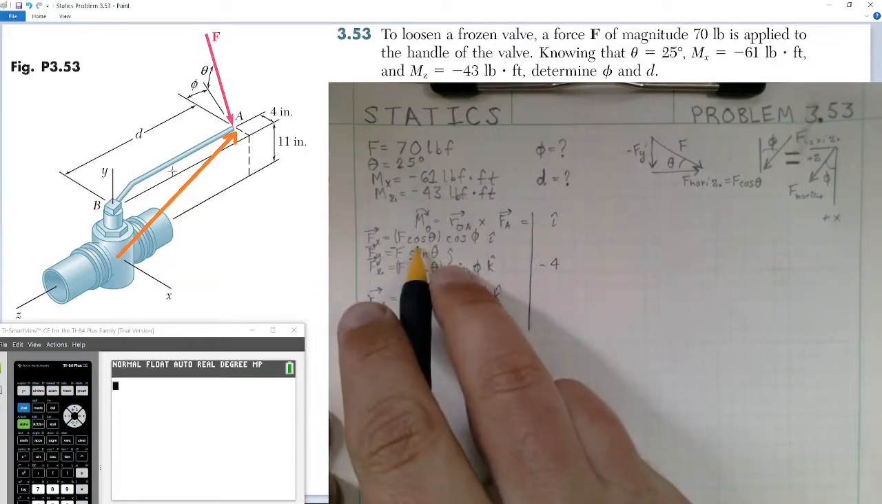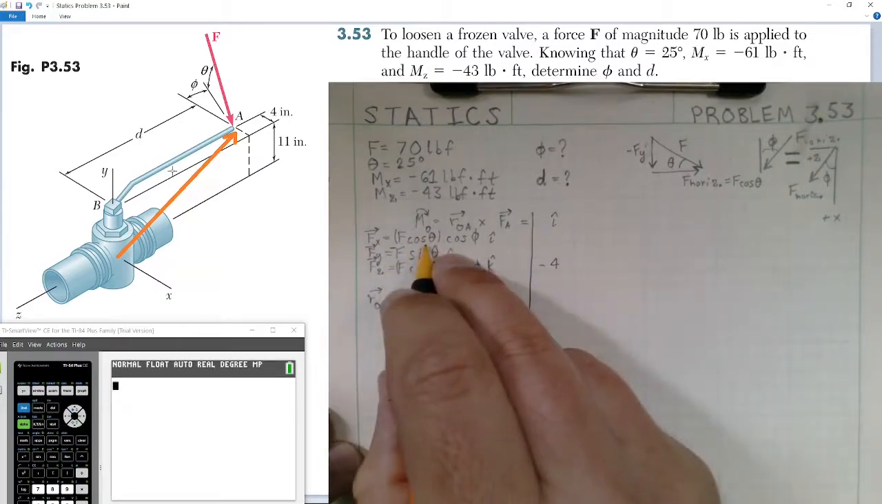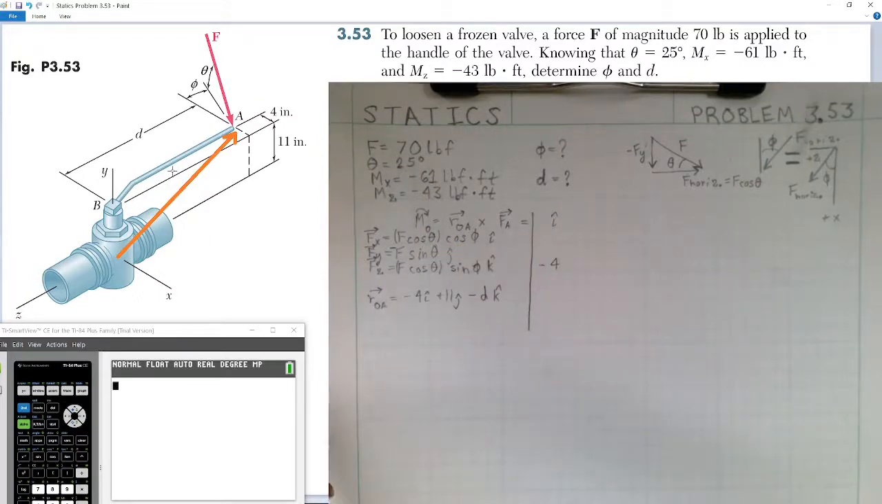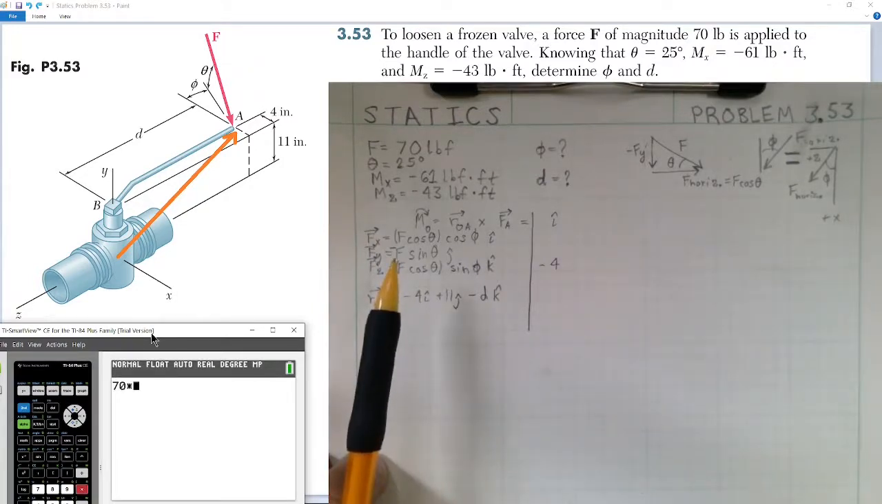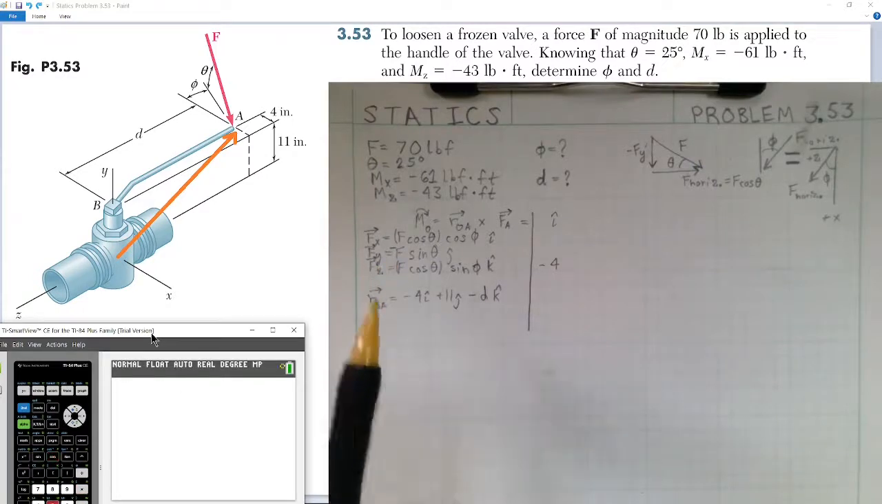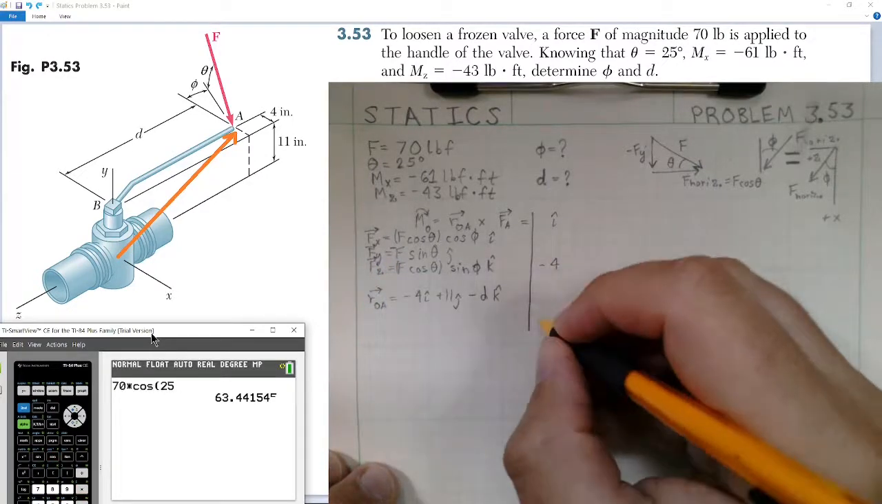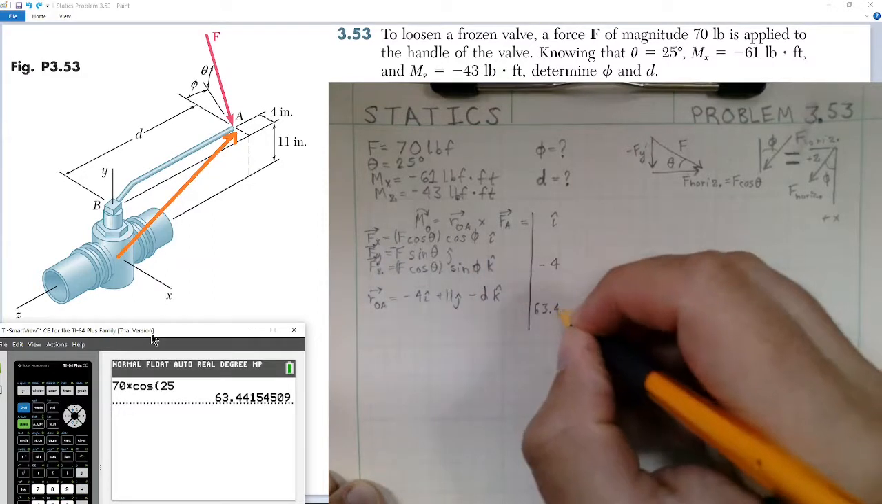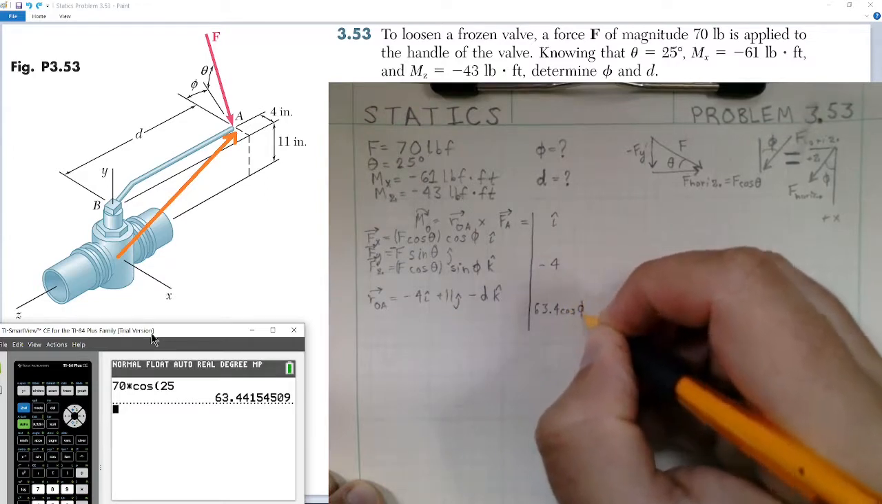Our force in the x component would be F times cosine of phi. Now we have these values, so I'm going to go ahead and multiply the force F, which would be 70, times the cosine of the angle 25, and that would give us 63.4 times the unknown cosine of angle phi.